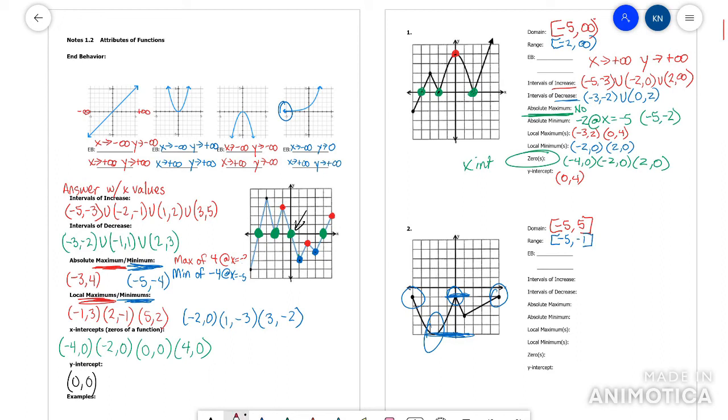My end behavior, this one does not have any end behavior because there's no arrows. Notice if I go left, I stop there. If I go right, I stop there. So I don't have any end behavior.